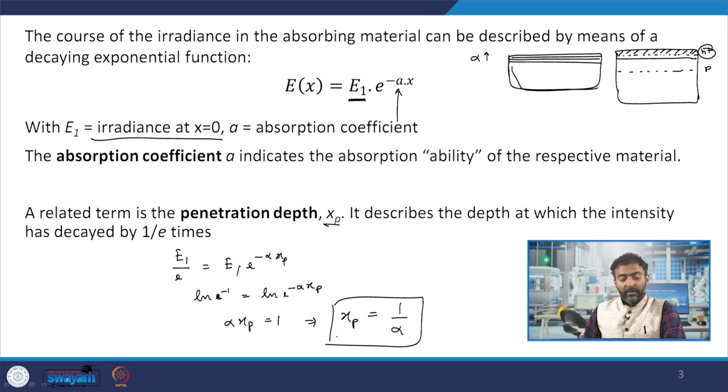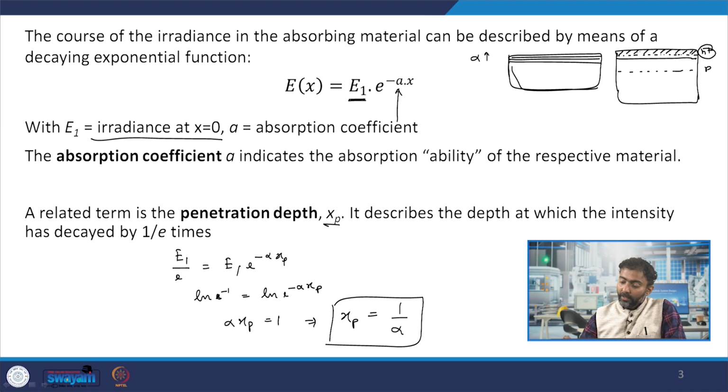So, as we just now said, a high value of absorption coefficient indicates a higher ability of the solar cell material to absorb radiation, but then your penetration depth will also reduce as alpha increases. So, if you have a very high value of alpha, the penetration depth will be very small.